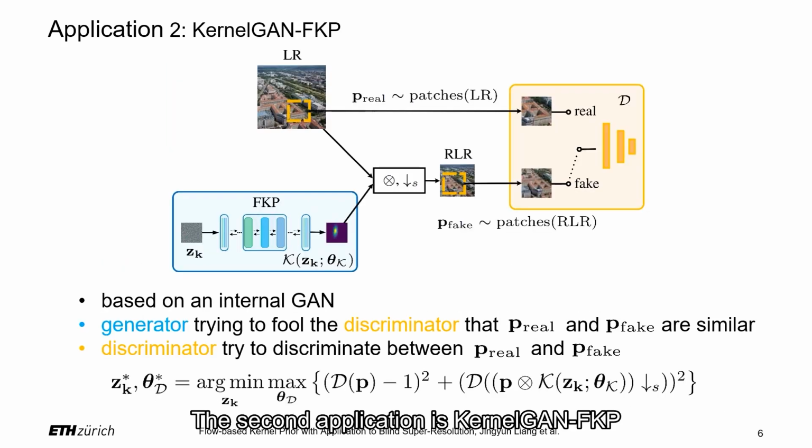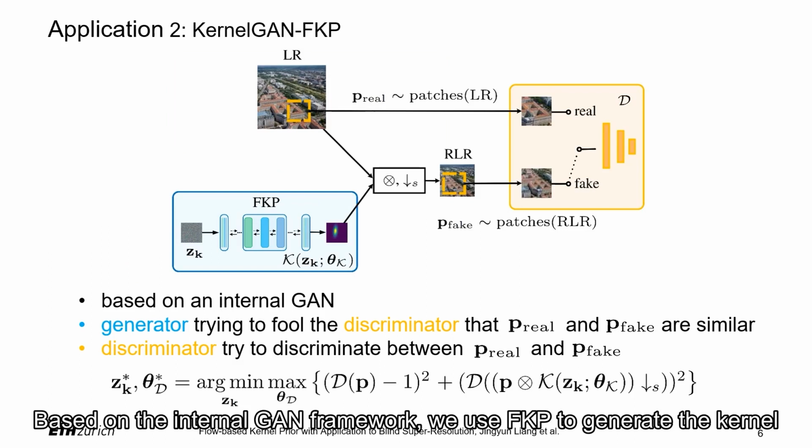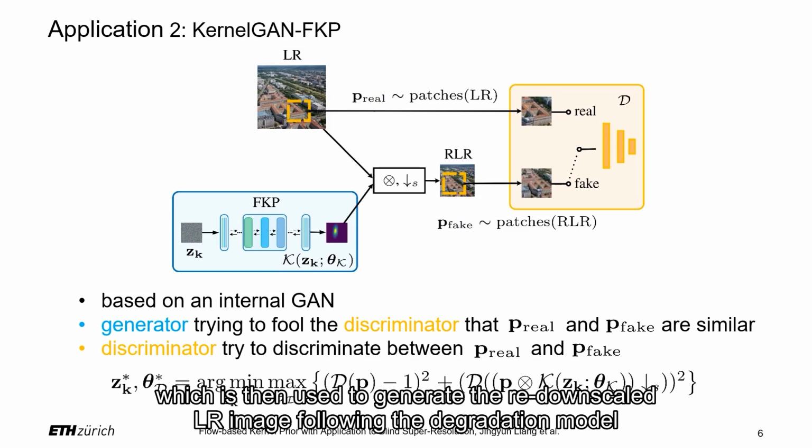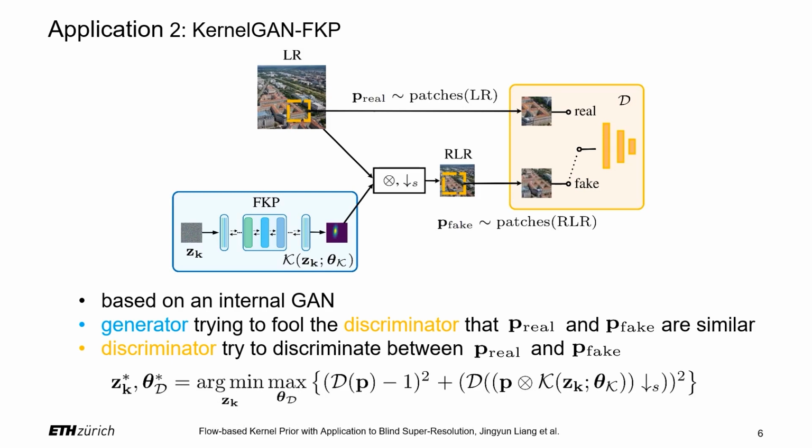The second application is the kernel GAN FKP. Based on the internal GAN framework, we use FKP to generate the kernel, which is then used to generate the redownscaled LR image following the degradation model. The optimization of the model follows the min-max scheme of GAN.